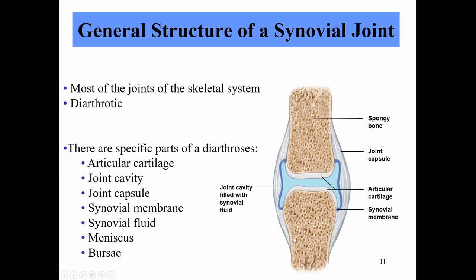Like I said earlier, this is most of the joints in our skeletal system or in our body. They're diarthrotic, so lots of movement. And so we're going to go into detail here about the different parts that we associate with a synovial joint. This is what we're going to talk about pretty much the rest of the time: synovial joints.